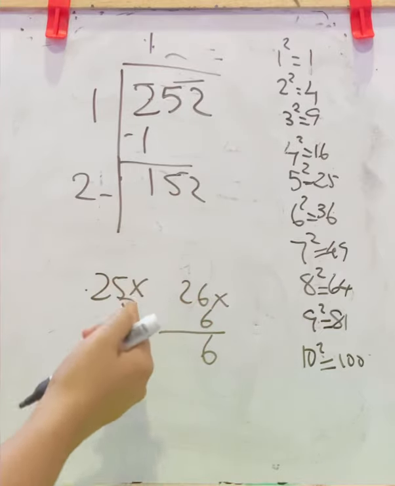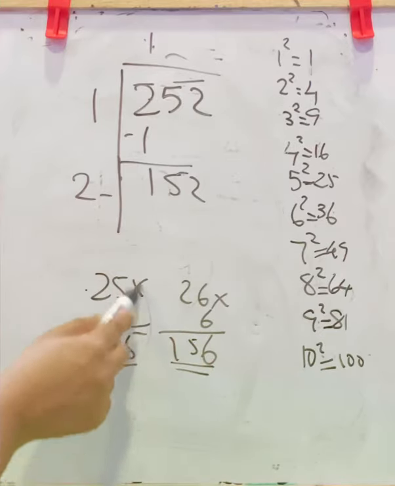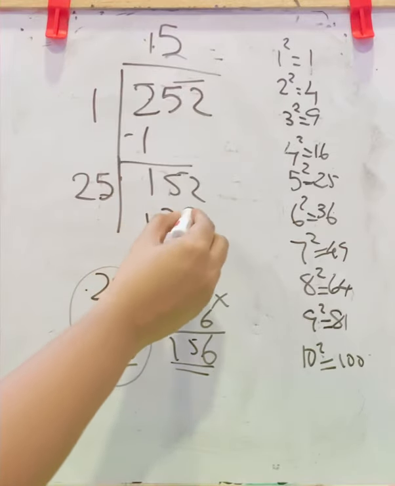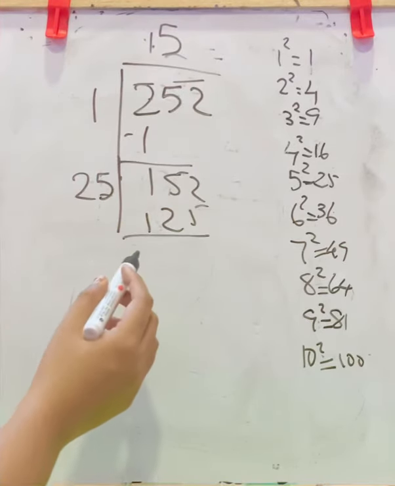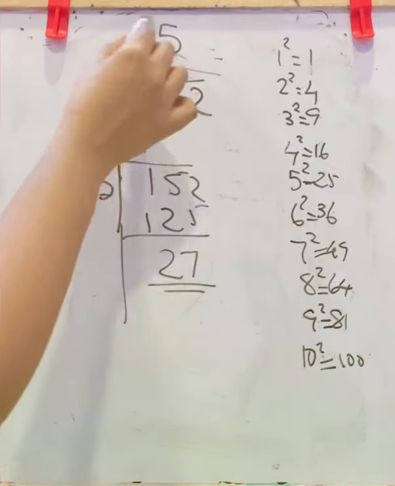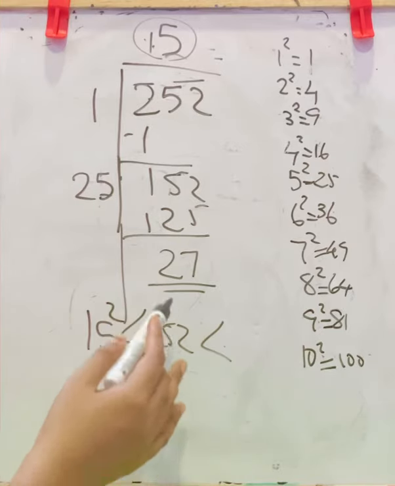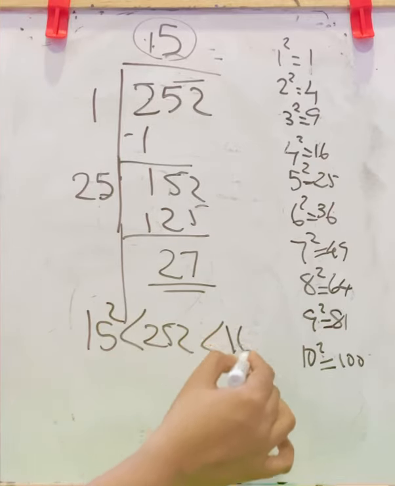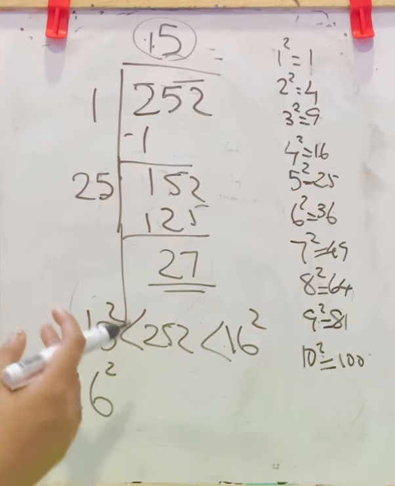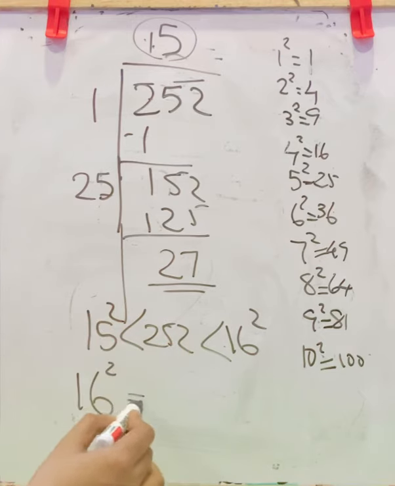Balance 3. 6 2s are 12 plus 3, 15. It is a bigger number than this. So we will consider this one. 25 into 5, 125. 152 minus 125 is 27. And also from this you can see 252 lies between 15 square and it will be lesser than 16 square. So find 16 square. Then we will get the answer, what number should be added to this. Use the easy trick.